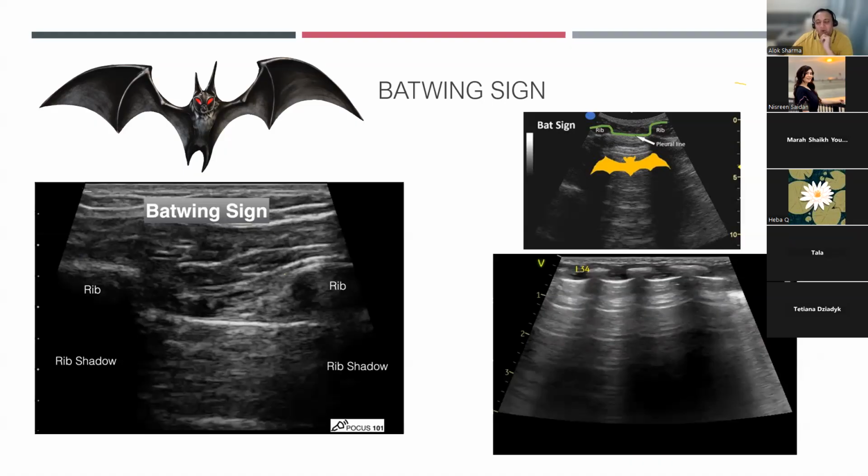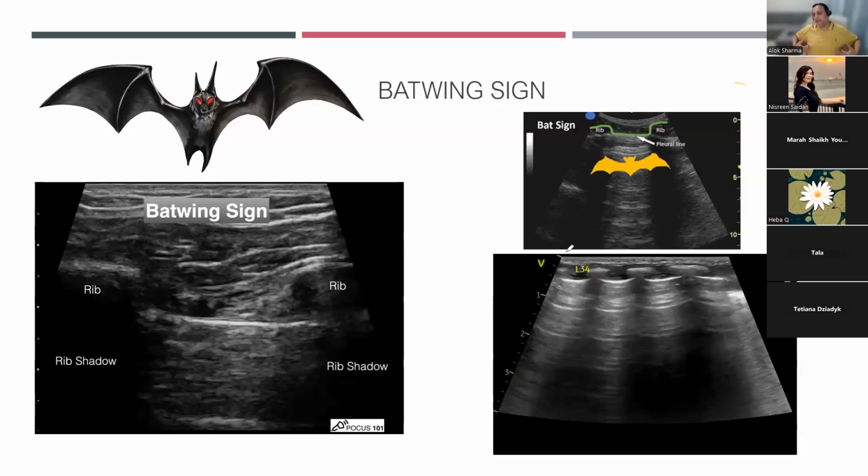Anybody? Why is it called the batwing sign? Because it doesn't look like a bat. Wing, head, doesn't look like a bat. So it's basically given the terminology batwing sign because bats use ultrasonic waves to communicate. In essence, the author who coined this basically used this as a pseudonym to kind of explain. Now, why is this important?